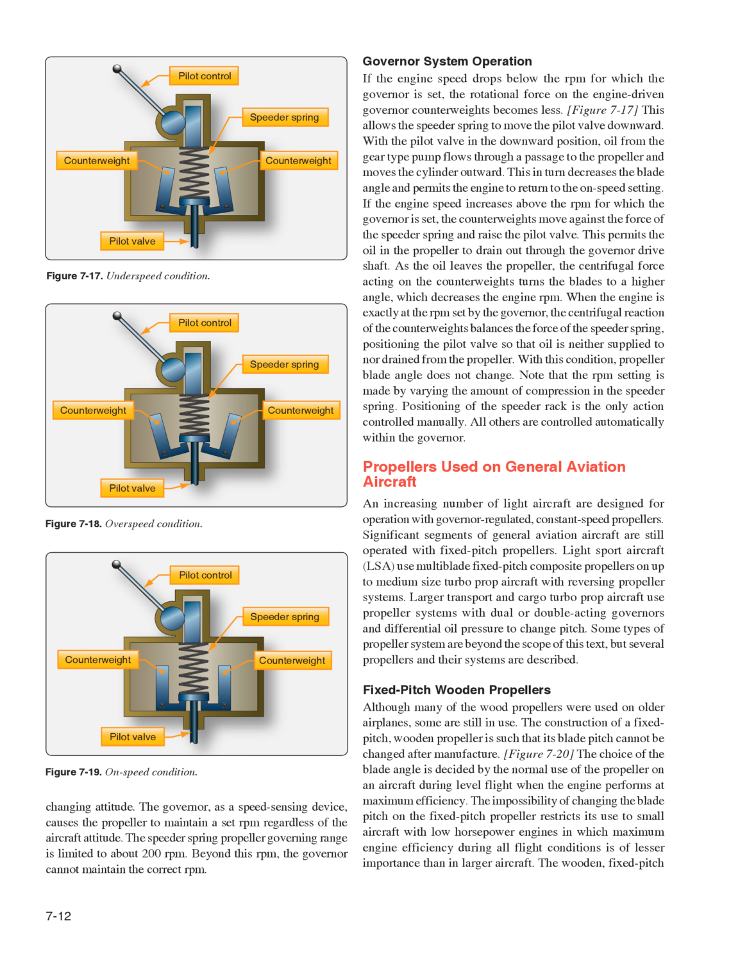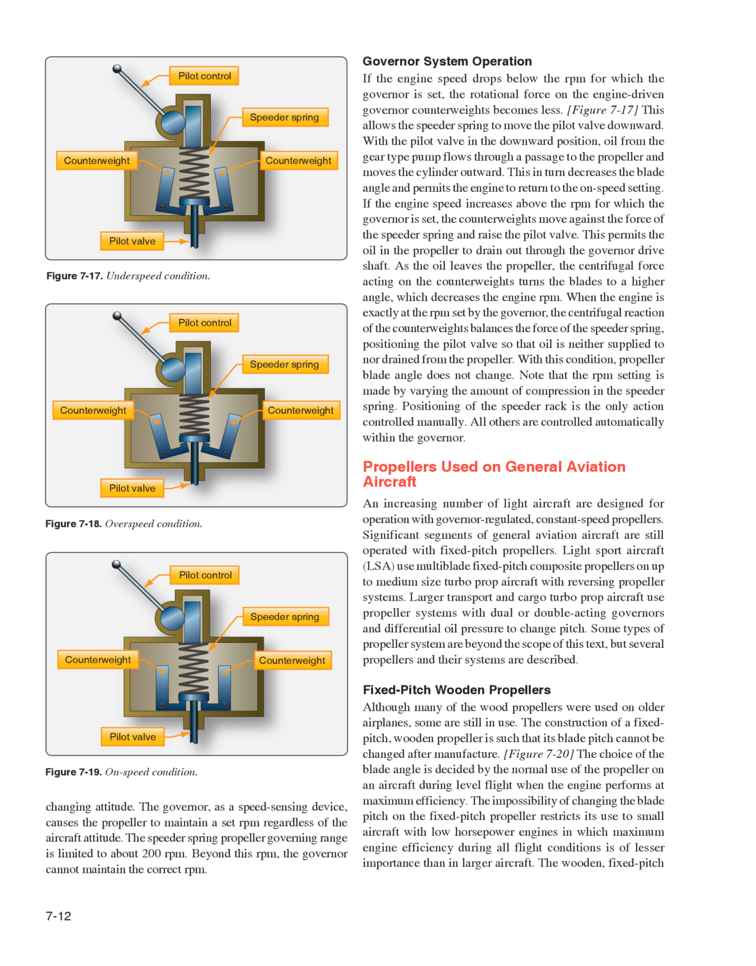Propellers used on general aviation aircraft. An increasing number of light aircraft are designed for operation with governor-regulated, constant-speed propellers. Significant segments of general aviation aircraft are still operated with fixed-pitch propellers. Light sport aircraft, LSA, use multi-blade fixed-pitch composite propellers on up to medium-sized turboprop aircraft with reversing propeller systems. Larger transport and cargo turboprop aircraft use propeller systems with dual or double-acting governors and differential oil pressure to change pitch.